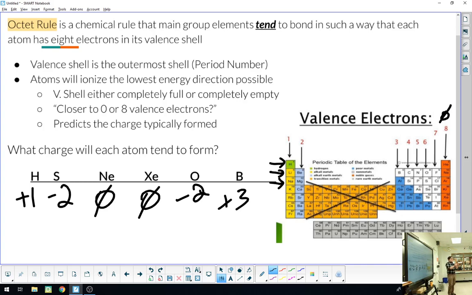What would 5 be? Like nitrogen? Yes. So if we did nitrogen, how many valence electrons does nitrogen have? 5. So the charge it likes to form is what? Well, if we're at 5, is 5 closer to 8 or is it closer to 0?